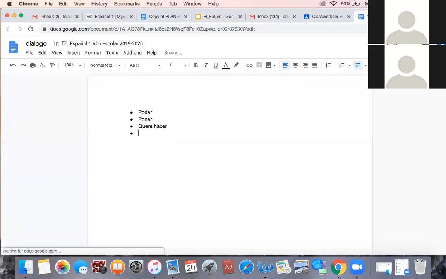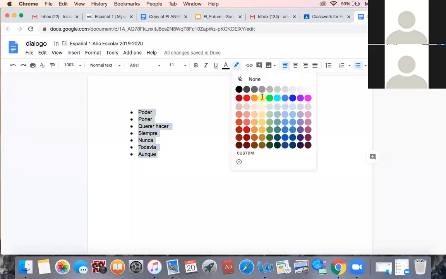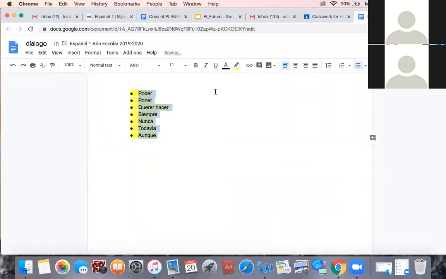Querer, hacer, right? And with this one, I'm gonna ask you to use, quiero que uses también los adverbios de tiempo. So I'm gonna use siempre, nunca, todavía, y aunque. So these are the adverbs of time because I don't want you guys to lose those. So here's my words. I need to use these words. Well, I'm gonna highlight them.